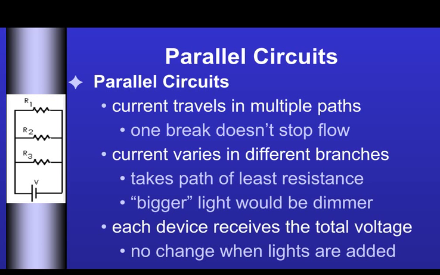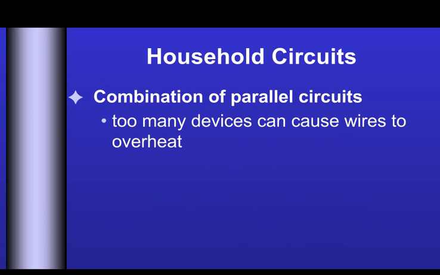In a parallel circuit, the bigger lights will be dimmer because there's more voltage being pulled through. Each device receives the total voltage, and there's no change when lights are added. So if you have parallel circuits, I can have a strand of 800 lights that are going to be just as bright as if it were 100 lights. Okay? No change there. And then your household circuits is a combination of a bunch of parallel circuits that go along, and they're almost like parallel circuits wired in series, really.